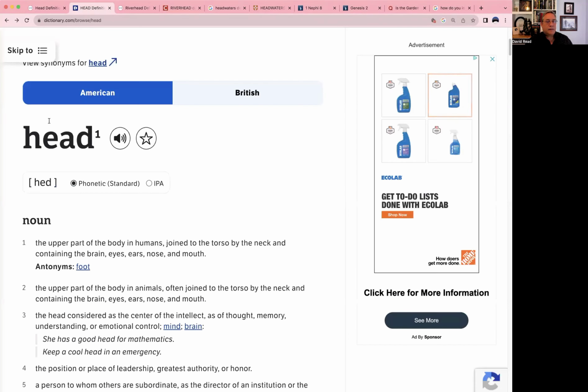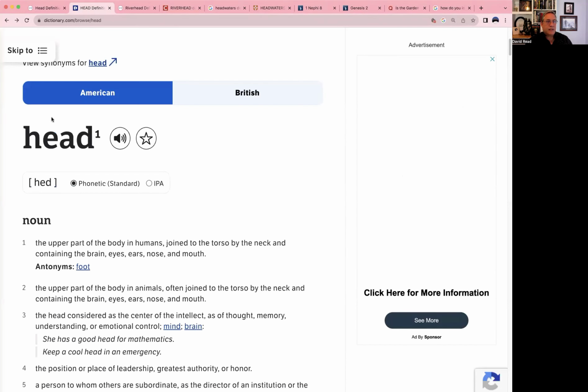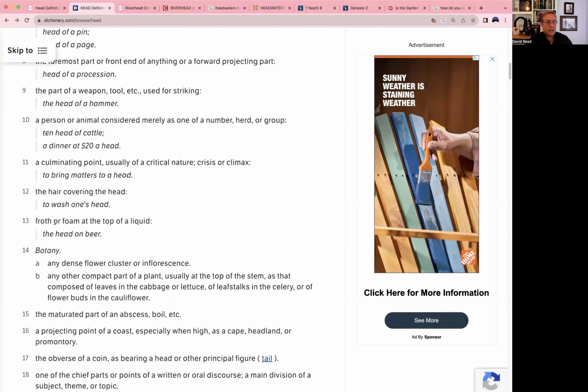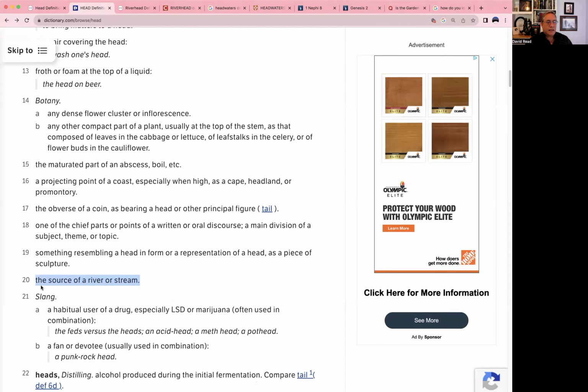There are many examples that you could use for this. So this is dictionary.com, their example for definitions for the word head. Again, it's not the main definition, but down here, the source of a river or stream. So they both agree that the head means the source of the river or stream.